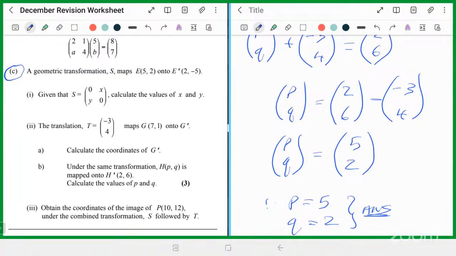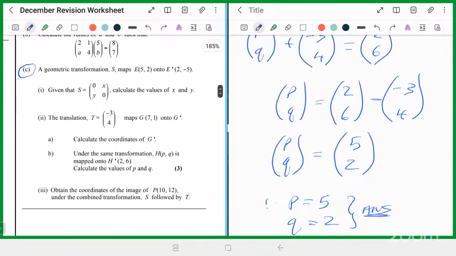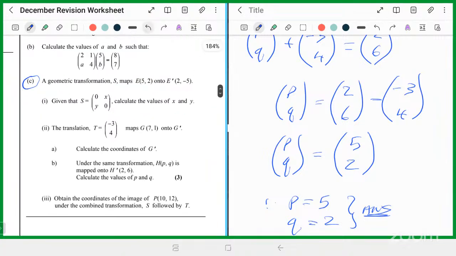Very good. Then down here now, it says, obtain. Interesting that this question didn't ask us to describe a transformation, but that's fine. Some questions would. S is a clockwise 90 degree rotation about the origin. Down here now, it says, obtain the image of this point under the combined transformation S followed by T. Remember, because a translation is involved, you cannot do it in a single step.